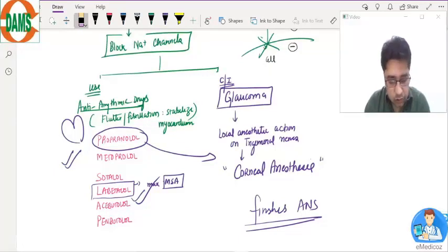Beta blocker can be used in LDH. What is LDH? Monica, what is LDH?